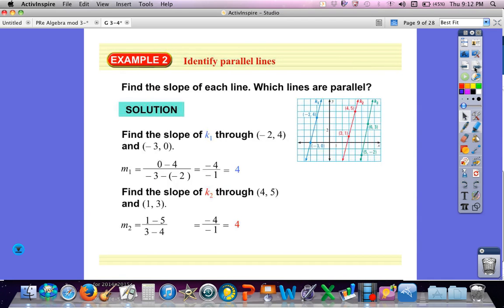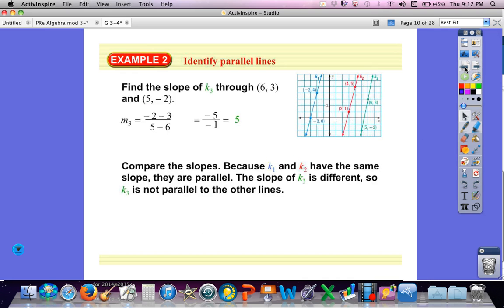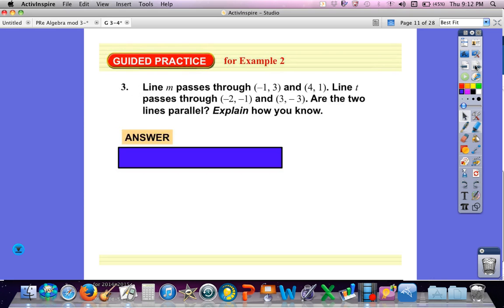So find the slope of each line. Which lines are parallel? So they found the slope of K1, which is 4. They found the slope of K2, which is 4. And let's see what they do next. They did find the slope of K3, which did not look parallel to me, which was 5. So K sub 1 and K sub 2 are parallel because they have the same slope. K sub 3 is not.